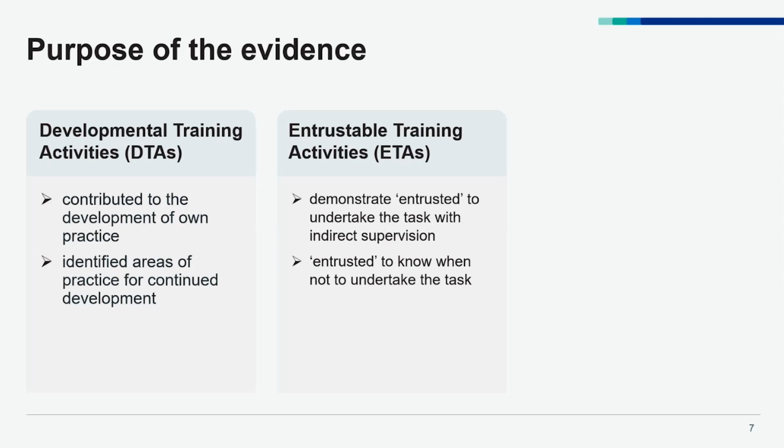Okay. And then the ETAs, you need to demonstrate that you're entrusted to undertake the task without any direct supervision. Okay. But also that you're entrusted to know when not to undertake it, when it would be unsafe for you to undertake it independently, and that you recognise that it's out of your own scope of practice, and that you need to actually refer it up to somebody else.